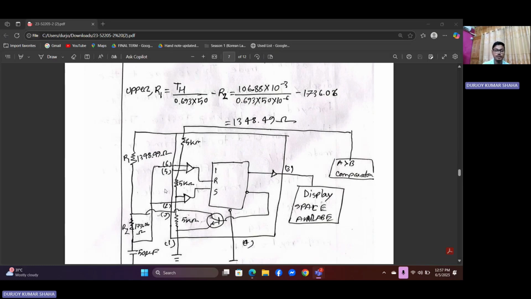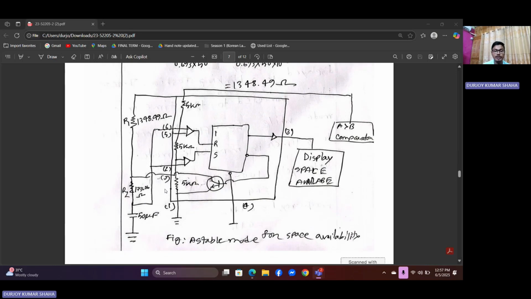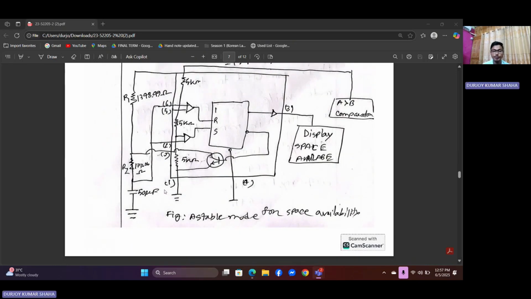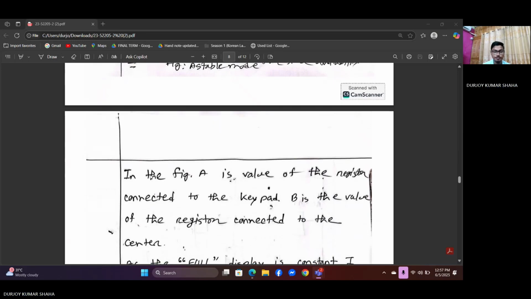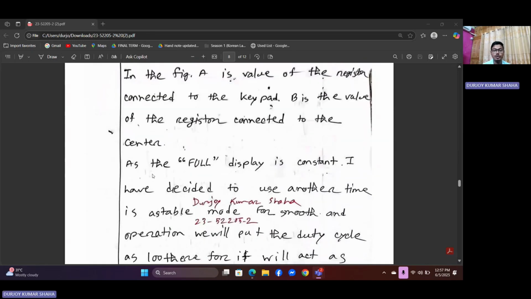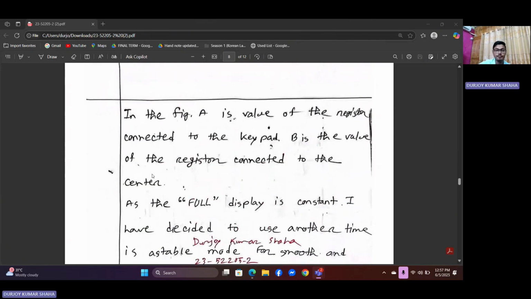Since the full display is meant to be constant and not blinking, we have decided to use another timer in astable mode to manage the display of other messages like space available. To ensure smooth and reliable operation, we have designed this system by adjusting the duty cycle. This way, the output signal can be tailored as needed.